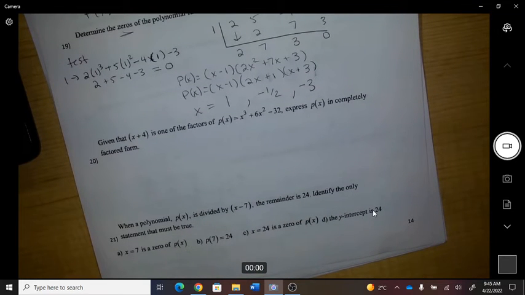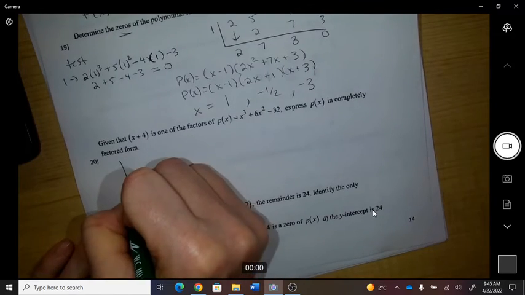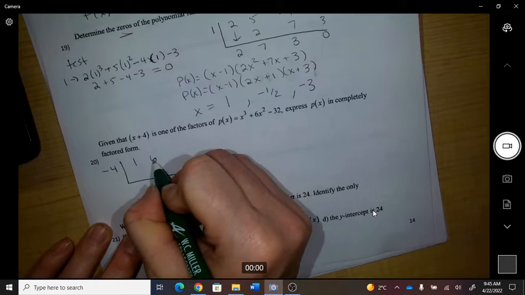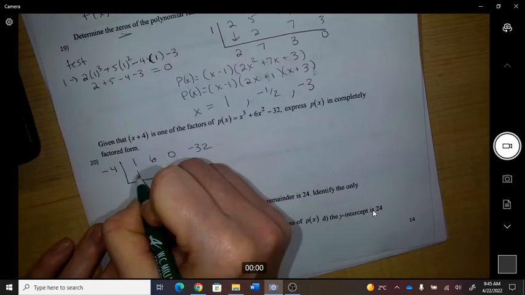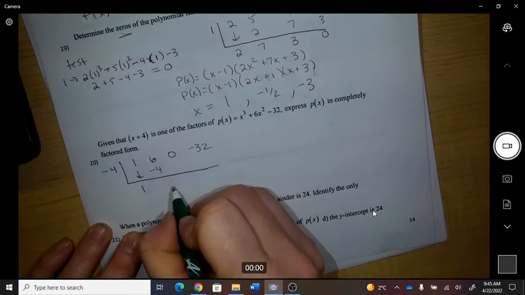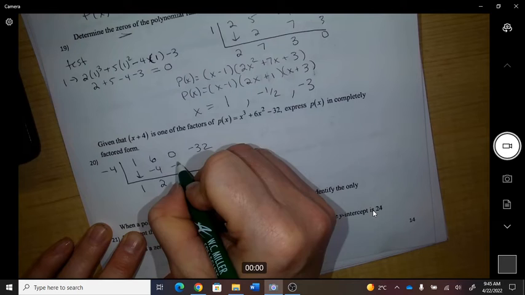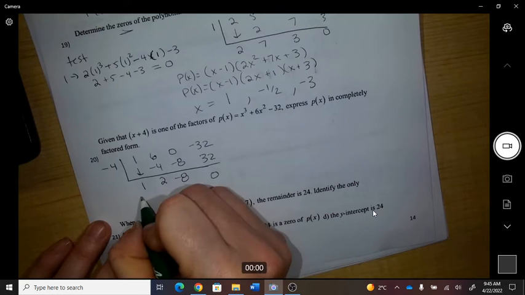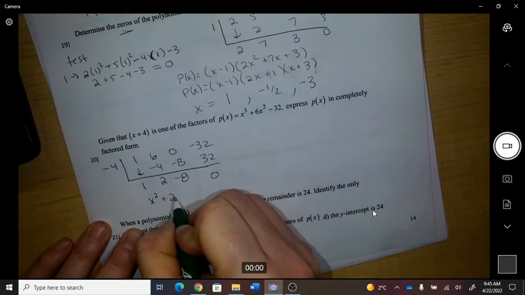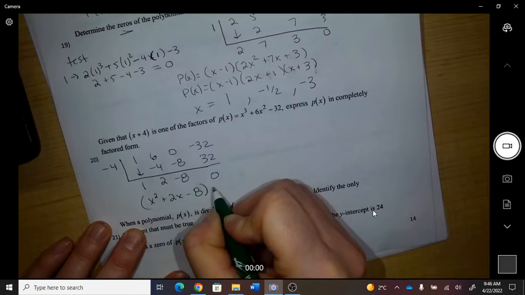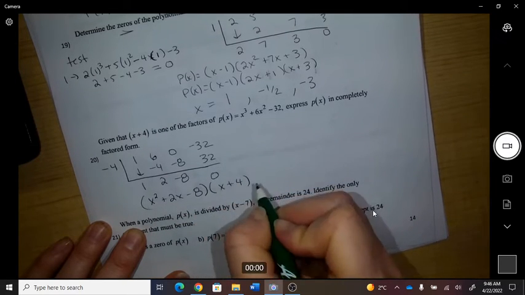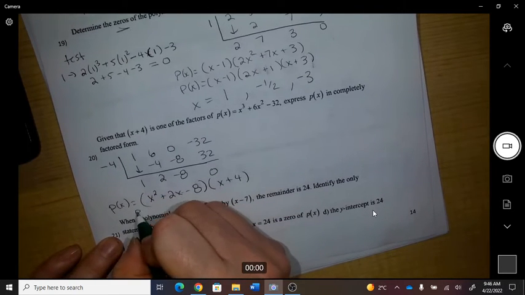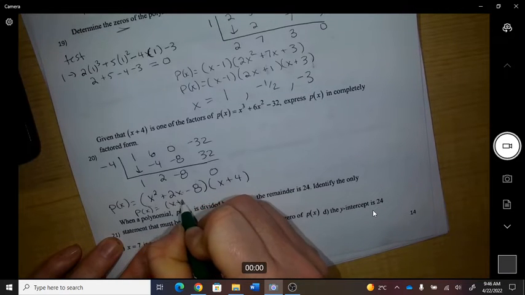Given that that's one of the factors, express completely factored. So synthetic division with a negative 4. So 1 with the cube, 6 squared, no x's, and then the number. Bring down, times, add, times, add, times, and add. So this would become x squared plus 2x minus 8. And then we also had an x plus 4. And this is called p of x. And then this I'm going to break down. So x plus 4, x minus 2.